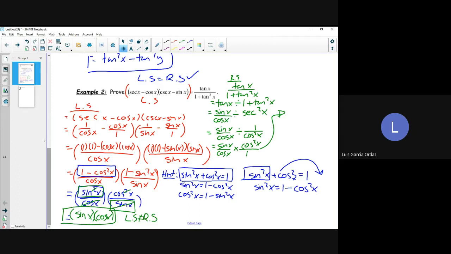And when we simplify that, what is our final answer? So you have sine x over cos x times cos squared x over 1. Sine x times cos x. Yep. Thank you, Yusuf. So we get sine x times cos x. And now we can say the left side is equal to the right side.